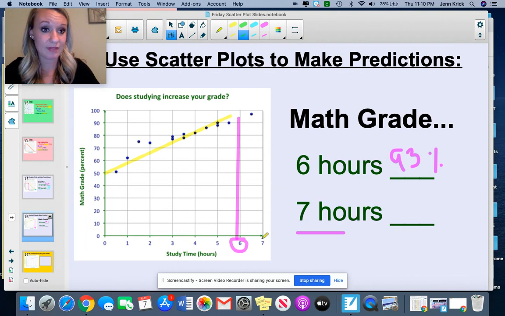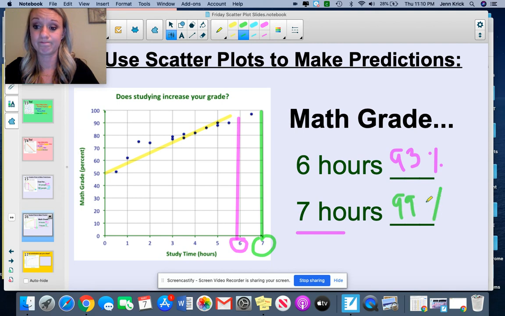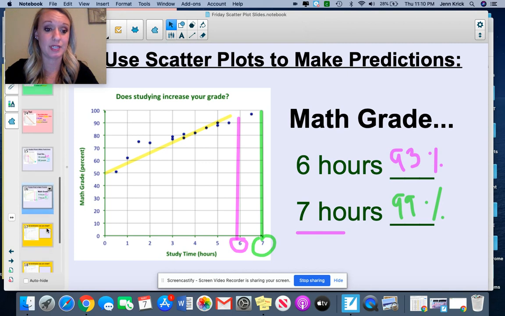So I'm going to go where 7 hours is right here, and I'm going to trace that up to where all these data points are. If you studied for 7 hours, you'd probably get close to 100% or maybe 99%. So that's just using the data to make predictions.